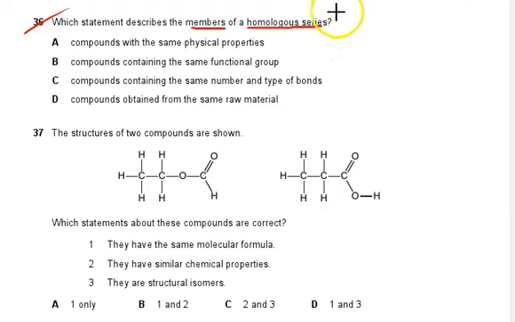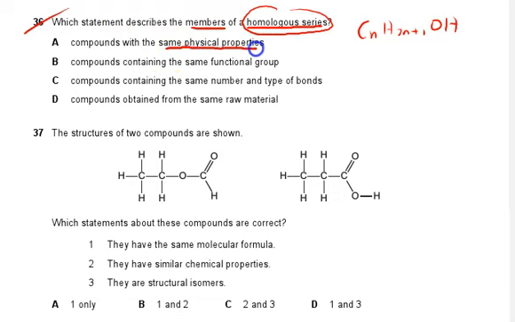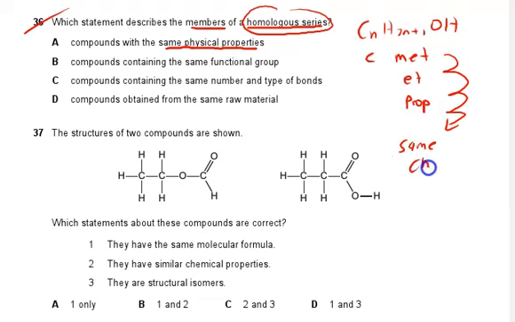Homologous series means, for example, we have alcohol. So all the other members, like propanol, ethanol, everything will come under the same group. So compounds with the same physical properties, this is wrong, because when the carbon is adding on, like now we have methane, ethane, and propane, right? It's getting heavier. So they don't have the same physical properties, but they have the same chemical properties. This is the important thing. I want you to understand this.